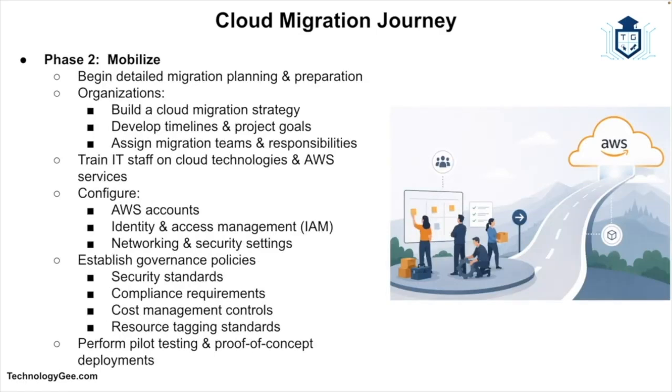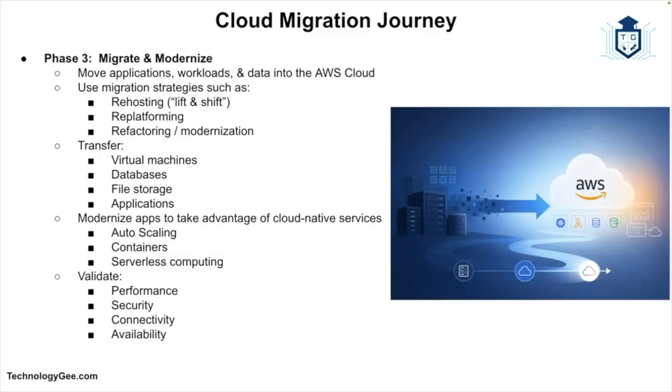So this is where planning gets serious, because organizations have got to build a migration plan. They've got to train their staff. They've got to set up AWS accounts and security configurations. And they also have to establish governance policies. And then there's phase three, where it is actually time to begin the migration. So your applications and data are then moved to AWS using different strategies, which I will talk about next.